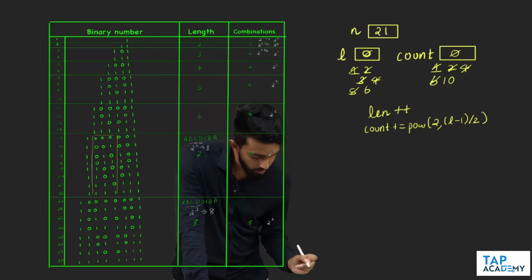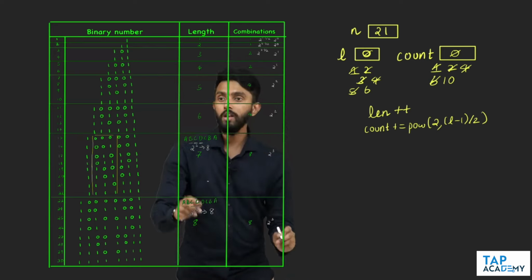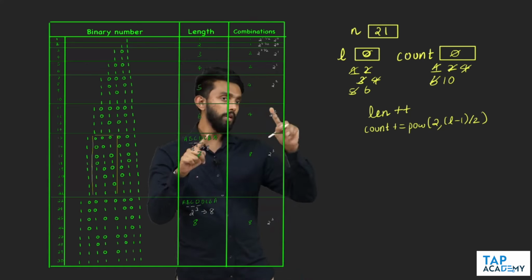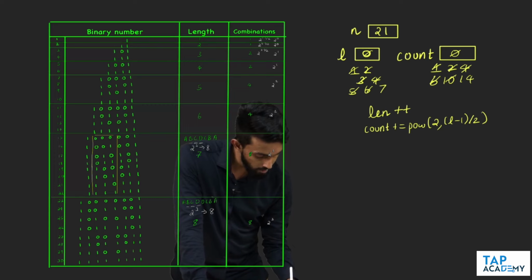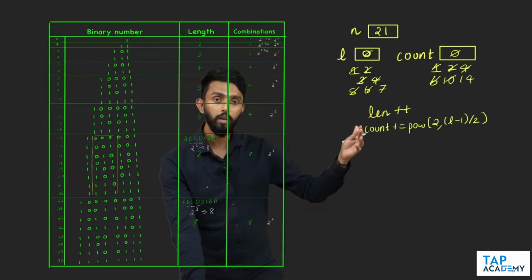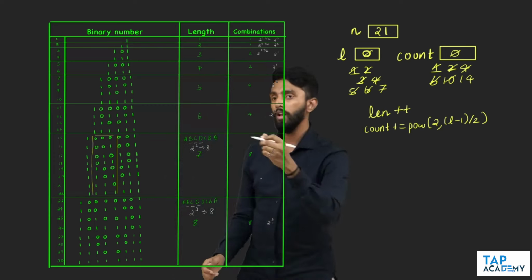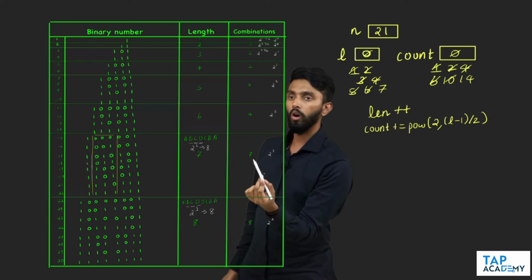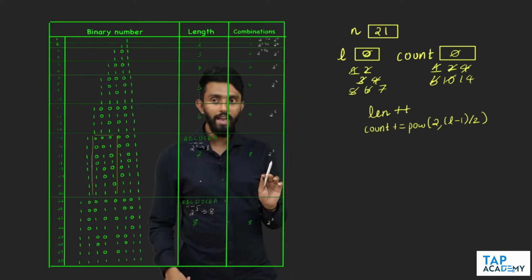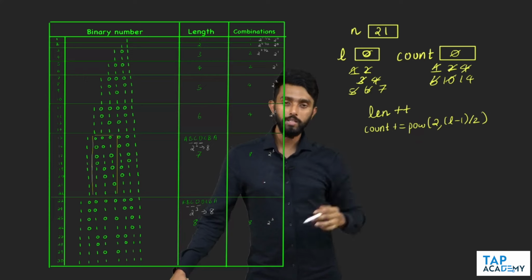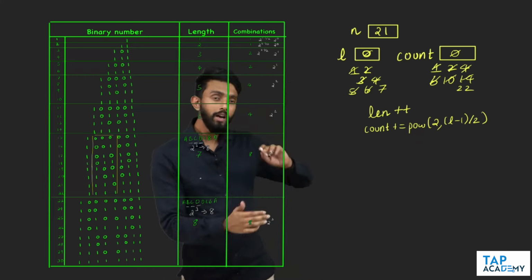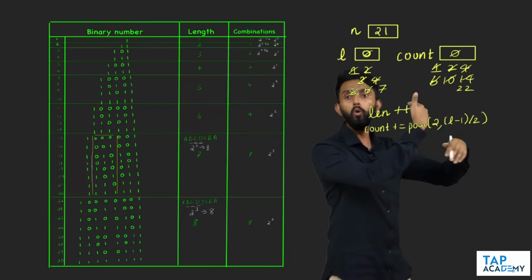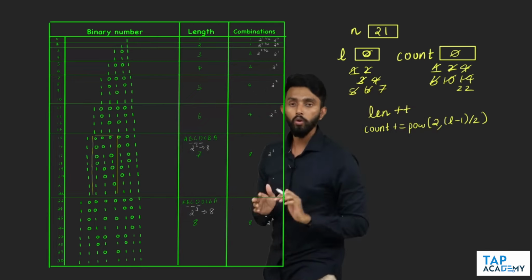Then I will make it 6. If I make it 6, then obviously for 6 you have a total of 4 combinations. So 10 plus 4 is 14. Then length will increment and become 7. Even for 7 the total number of combinations is 8. So 14 plus 8 is nothing but 22. Now you may ask, when will you stop? Will you keep incrementing? No.